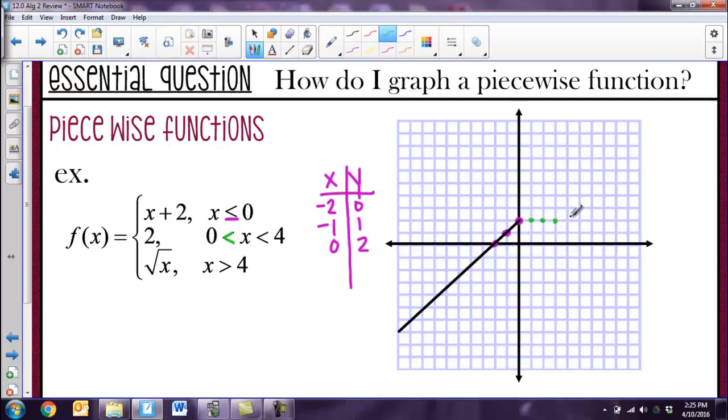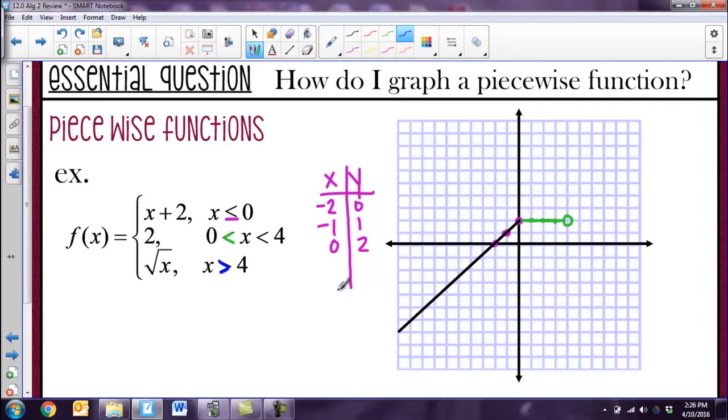So 1, 2, 3, 4. And I'm going to put an open circle in there. And that would be that piece of the graph. The last piece of the graph is the square root function. And something to notice here is it also can't equal 4. So my 4 is going to end up being an open circle no matter what.